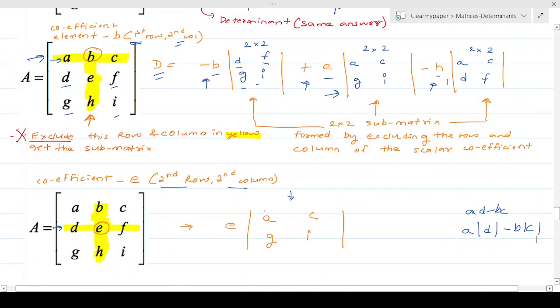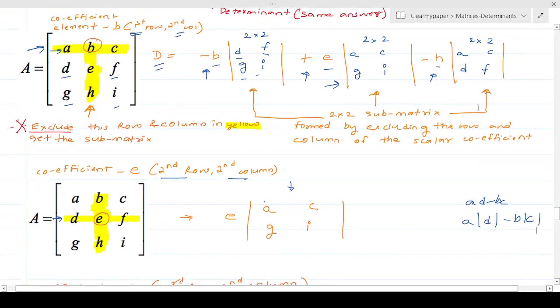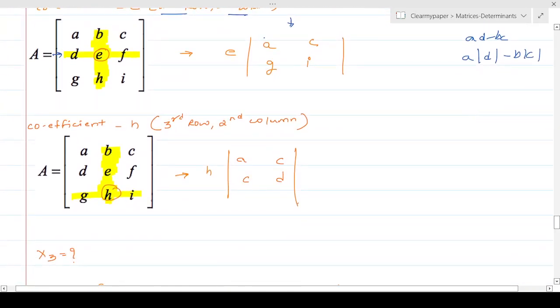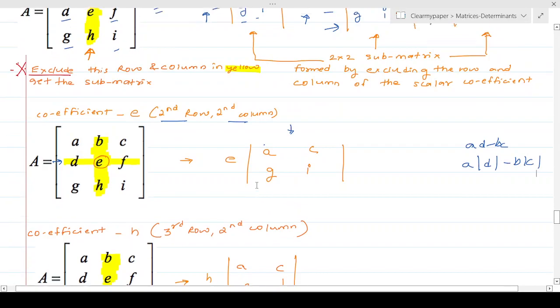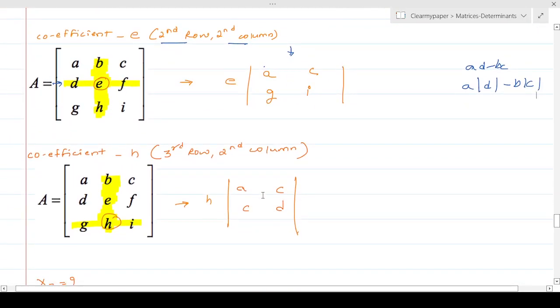Similarly for H, I've taken the H here. I'm going to highlight it. So it's AC and DF here. Sorry, it's DF. My bad. Okay, so if you see here, I've highlighted the H, which is a scalar outside the determinant, and I'm marking the row and the column, which is the third row over here, and the second column over here. I'm going to cross that out. I need to exclude that.